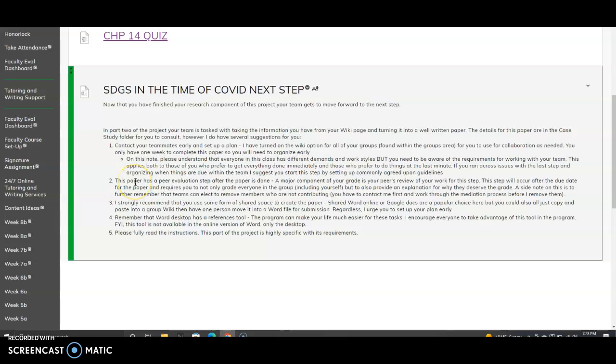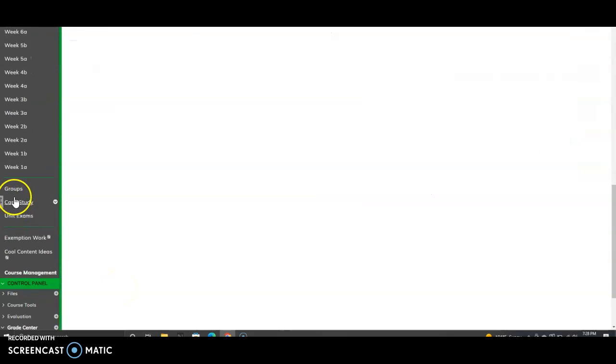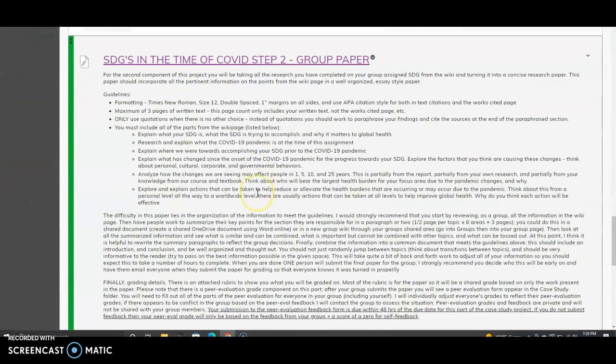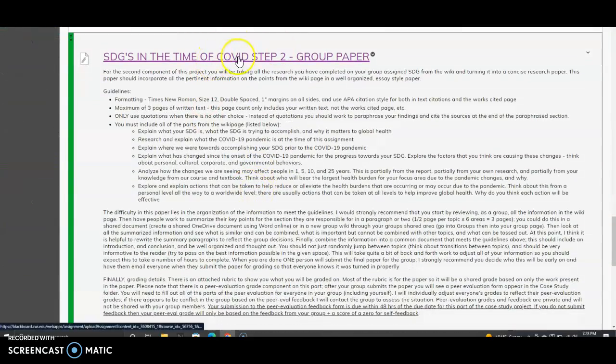The next part of this is that your paper has a peer evaluation step. So once you've turned the paper in, only one person will be turning the paper in for the entire group. But one thing that everybody does have to do is complete the peer evaluation form. So this is linked into your groups in order to turn in the paper. You have incredible instructions here that's going to give you exactly what I'm looking for.